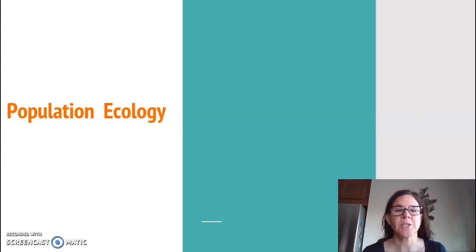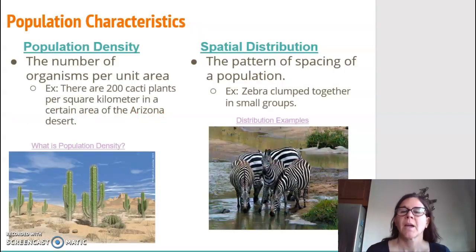Today we're going to look at population ecology. When we look at population density, it's important to remember that density is how many per area, as opposed to spatial distribution, which is where they are in that area.